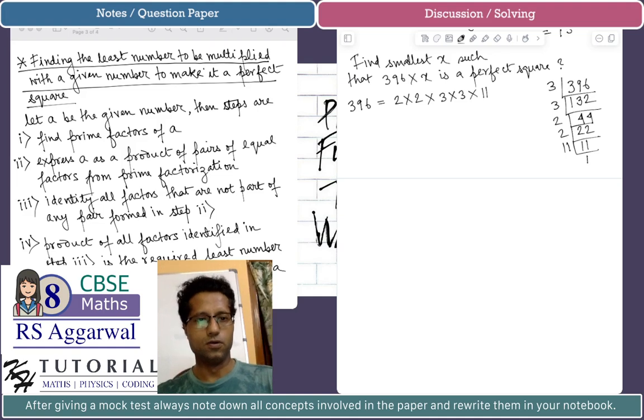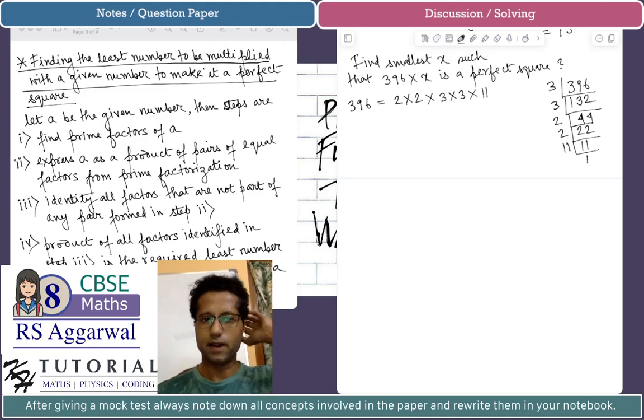So I am following the notes. The step 1 says find the prime factors of A. So we have found the prime factors of A. Now express A as a product of pairs of equal factors from prime factorization. So we have this prime factorization. I will now express these prime factors, product of prime factors, as pairs of equal factors.